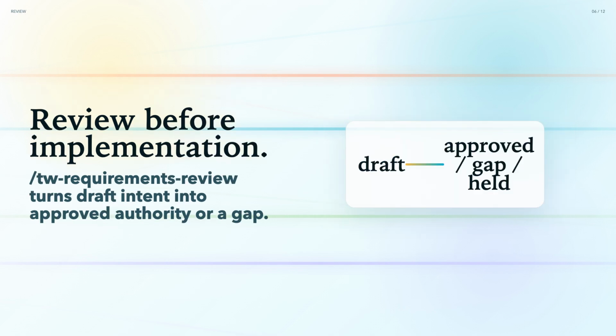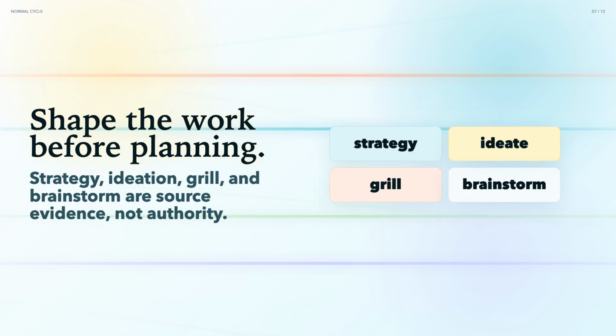After Bootstrap, run requirements review before implementation. This is the authority step. It either accepts the baseline, asks for a clarification, records a gap, or keeps a claim held until the project has enough evidence. The normal cycle starts by shaping intent when the work is still fuzzy.